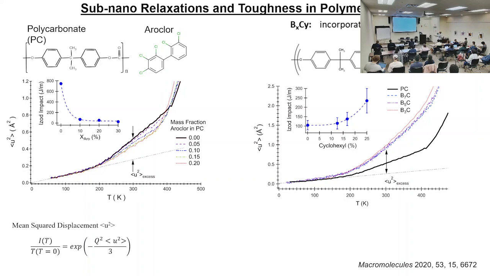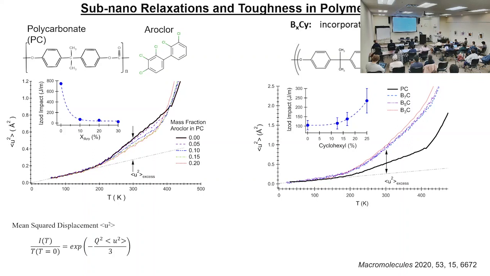So what we are doing in this work, we are mixing polycarbonate with aerochlor, or in the second system, we are incorporating 1,4-cyclohexane linkages directly into the polymer backbone. And by doing this, we are systematically changing the impact strength of polycarbonate. And we are looking at the dynamics at the same time, to see if there is a correlation, if we can learn something.